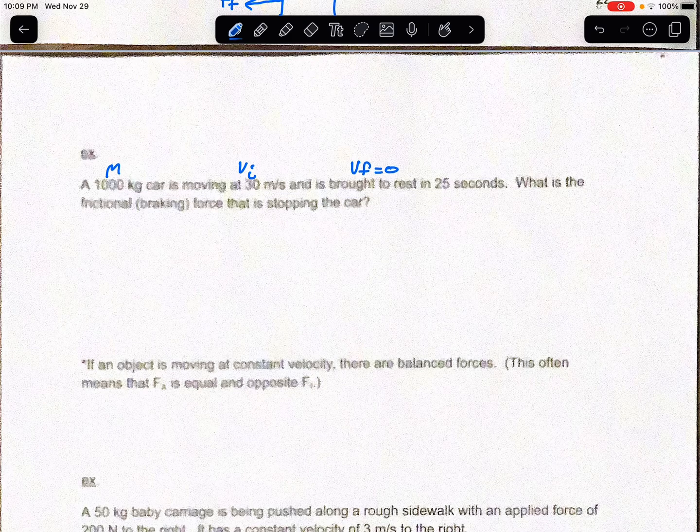And then it says it was in 25 seconds. There's your time. What is the frictional braking force? So FF would be your question mark. That is stopping the car. That means if you're stopping the car, you're pressing the brake. That means FA does not exist. Okay, there is no applied force. You're hitting the brakes. You're not hitting the gas. So you're only looking for FF.